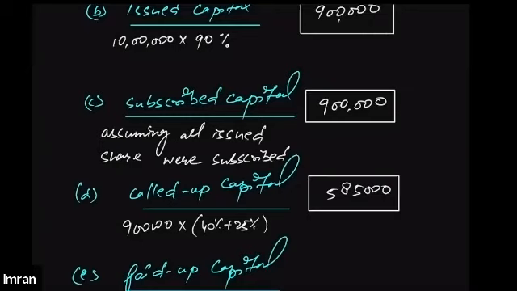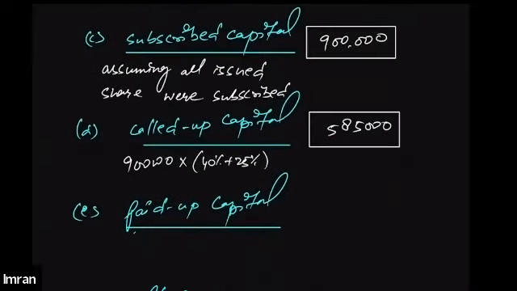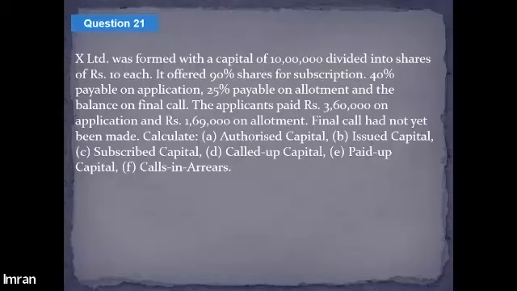All right, is this clear, everyone? Then the question also tells us that, apart from called up money, we need to find out the paid up capital. On application we have received 3,60,000. On allotment we collected 1,69,000. So the total paid up capital is how much? 3,60,000 plus 1,69,000.